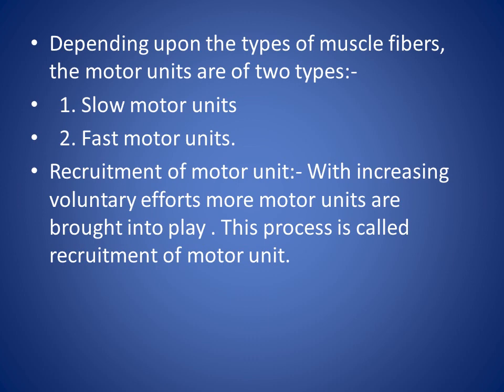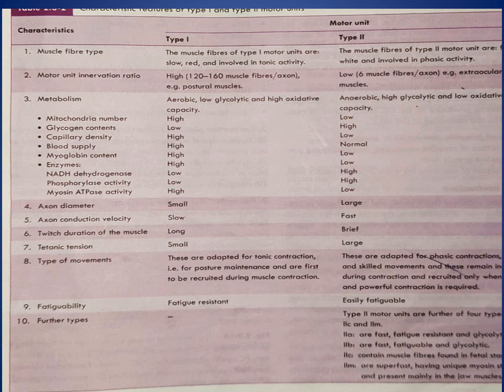Now coming to the table. Here are the characteristic features of type 1 and type 2 motor units that I have told you. You can see here the muscle fiber type of the type 1 motor unit.